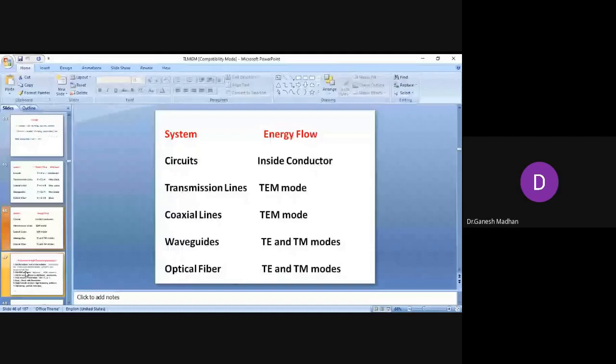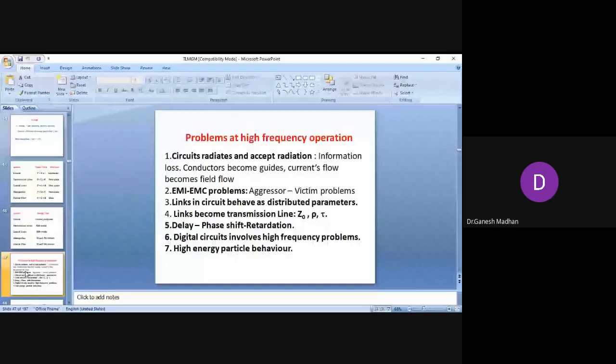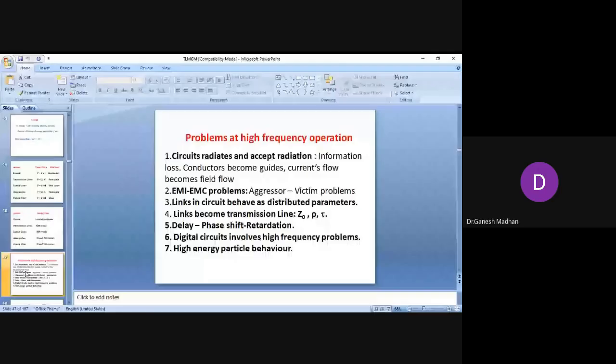So the problems at high frequency operation, we resort to the field concept. The circuit radiates and accepts radiation. The information is lost. Conductors become guides. Current flow becomes field flow. So EMI EMC problem is there. Source and victim.